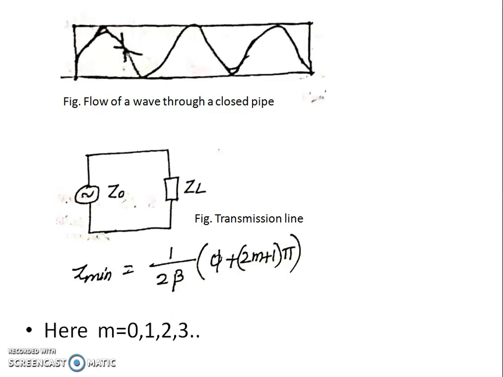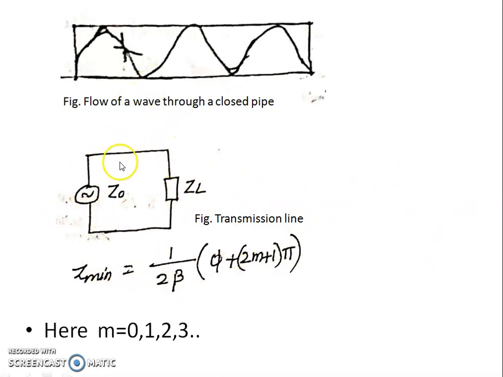Vmax is nothing but a point in the transmission line where the voltage has a maximum value. And we know at that point the impedance should be a minimum. So the minimum value of impedance, this is the case of a transmission line, and this is the characteristic impedance, and ZL is the load impedance, and this is the source.